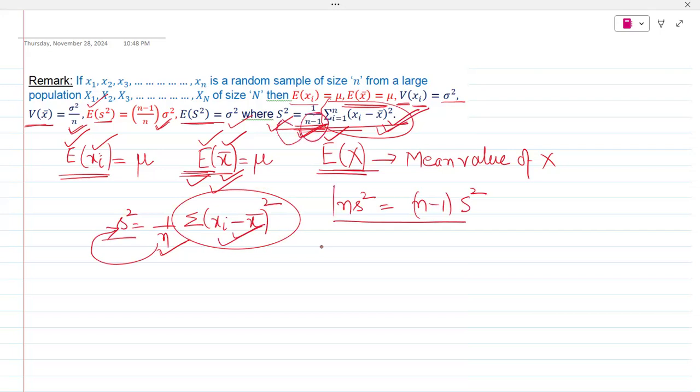So this relation is a very important relation because we will use it. From here, small s square upon n minus 1 is equal to capital S square upon n. Whether you write it like this or like this, these are important.